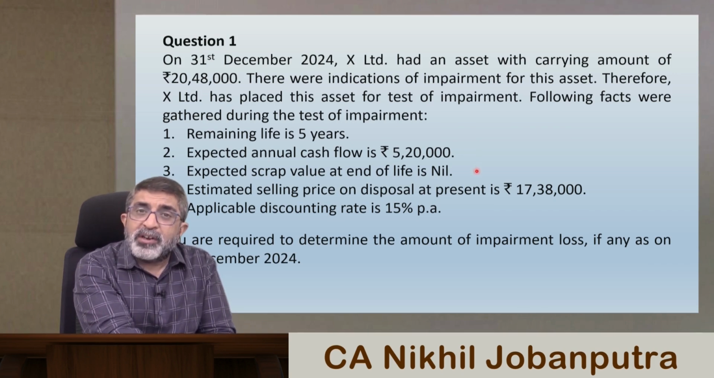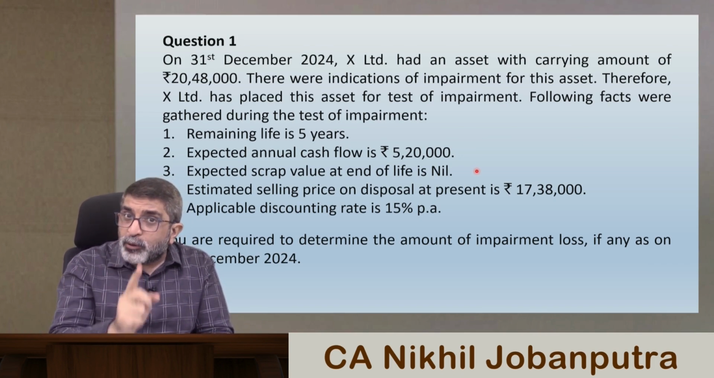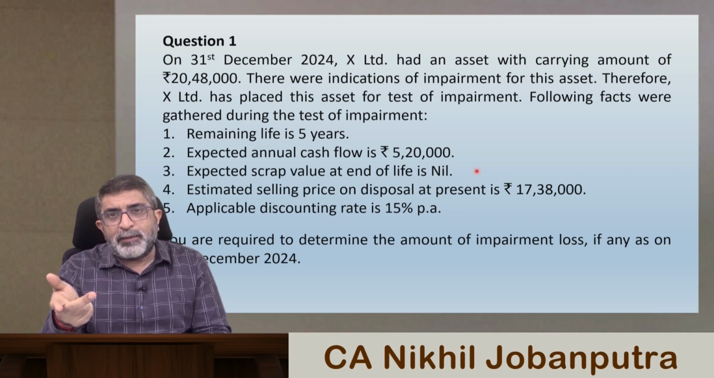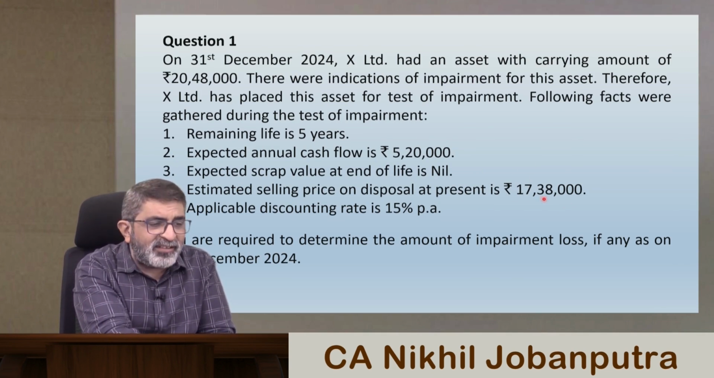Now to compute the recoverable amount, as I already mentioned, you are going to take the higher of the two values. Which two values? The value in use and the net selling price. If you closely observe, the estimated selling price on disposal at present is given as rupees 17,38,000. One thing is for sure, that there is no cost given for disposal of this asset. This can be treated as the net selling price, or you can call it fair value less cost of disposal.